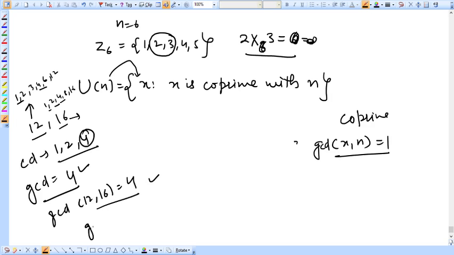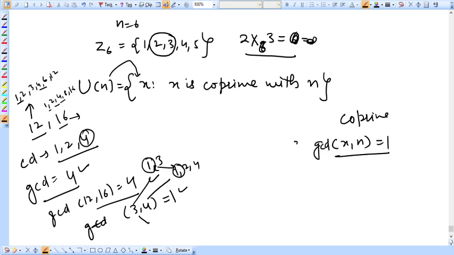For example, if you take 3 and 4, these are two numbers, and GCD of 3 and 4 is equal to 1, right? There is no common divisor in this. The greatest common divisor is 1 only, because look, what are the divisors of 3? 1 and 3. What are the divisors of 4? 1, 2 and 4. And see, 1 is common to both. So 1 is the only common divisor. So we call that GCD of 3 and 4 is equal to 1.